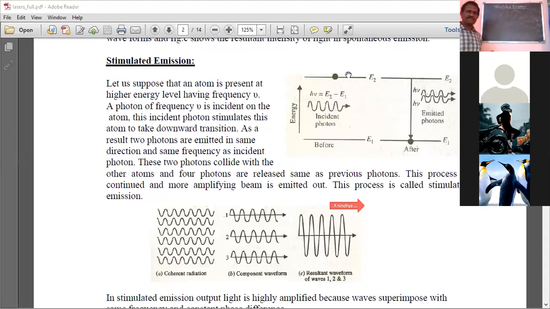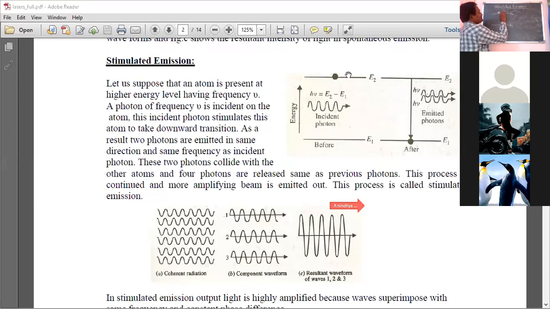Stimulated emission. If you carefully observe spontaneous emission and stimulated emission, what is common in both is that before the emission, the atom is present in the excited state, the higher energy state, E2, if I take only two energy states. Does an atom have only two energy states? No, there may be more than two: 3, 5, 7, any number of energy states can be present for an atom, molecule or ion. Now we are considering only two.